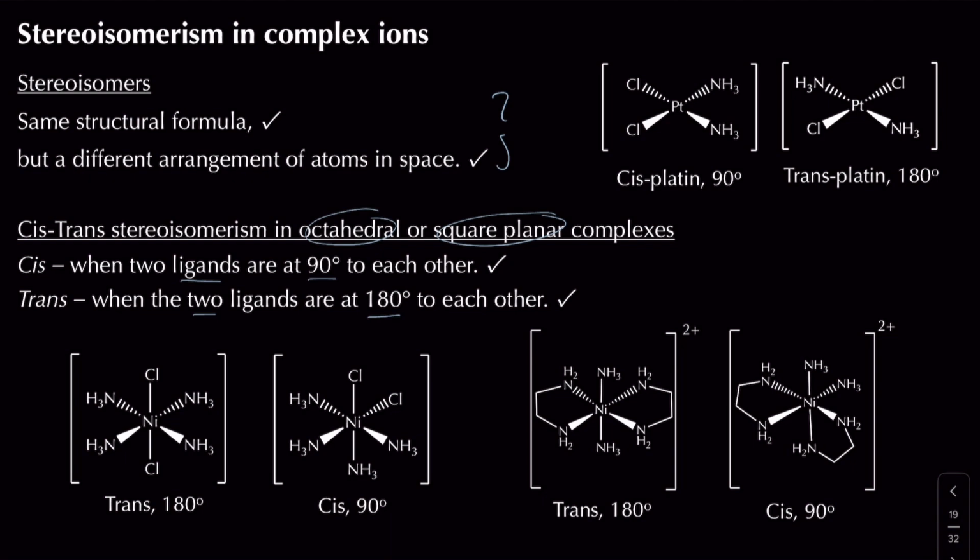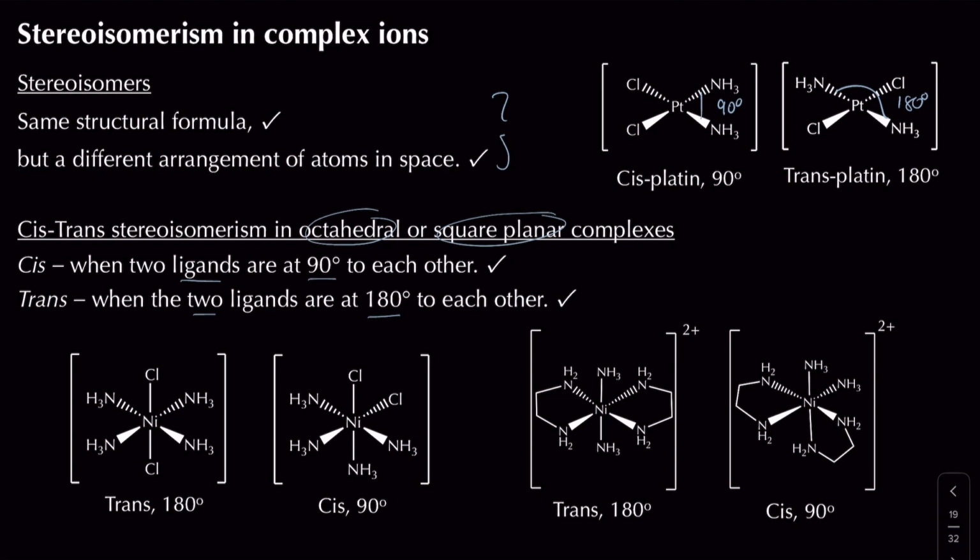Of course, in the top right example over here, you can see I've got cis and trans platinum. In both of these, we can look at it in terms of ammonia or chlorine. I'm going to look at it in terms of the ammonia ligands. I can see that my ammonia ligands are 90 degrees to each other in the cis isomer. And if I look at my ammonia ligands over here, they're 180 degrees from each other in my trans isomer.